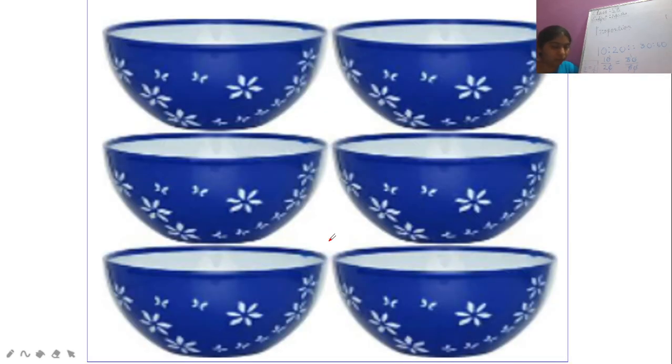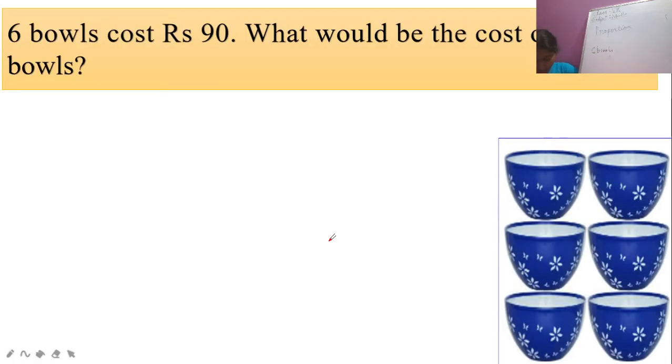Now students, see, a few objects are in front of your screen. What do you see in front of you? Yes, there we have beautiful balls. So how many balls are there? 6 balls, right? They're blue color balls. So let's see what question we have. For the six balls the cost is rupees 90. When you buy these 6 balls, you have to pay rupees 90. What would be the cost of 10 such balls?